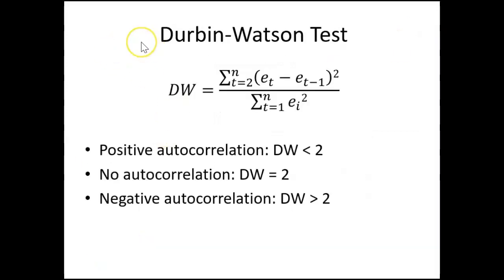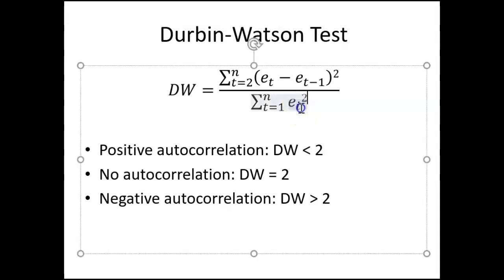The Durbin-Watson test is another test, maybe a more rigorous test than the runs test, that is constructed with the residuals. So the Durbin-Watson statistic is equal to a numerator and a denominator. In the denominator, we take all of the residuals and we square those, and we add those up for all of the observations. In the numerator, we take a residual in time t.